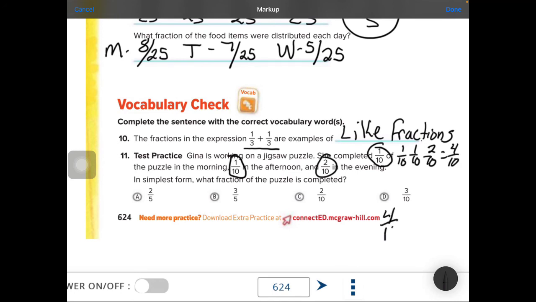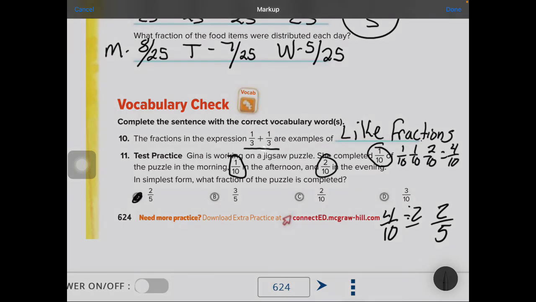4 tenths. But we can simplify 4 tenths down. We can divide them each by 2. So 4 divided by 2 is 2. 10 divided by 2 is 5. So do you see 2/5? Yep, that's our simplified fraction.